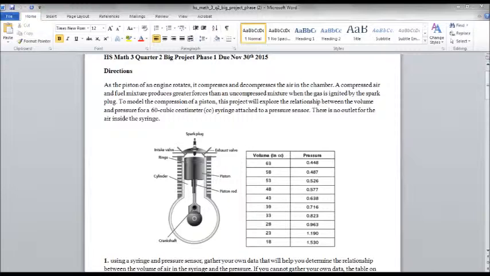To model the compression of a piston, this project will explore the relation between the volume and pressure of a 60 cubic centimeter syringe attached to the pressure sensor. There is no outlet for the air inside the syringe.